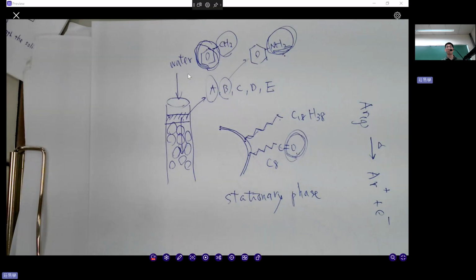You have a mobile phase. It is not necessary to be water. It could be other solvent. But in the case of liquid chromatography, the driving force, or the mobile phase, is the liquid. It could be water or it could be organic solvent. Okay.